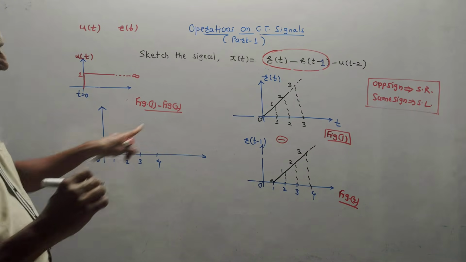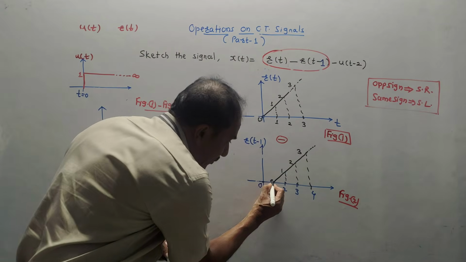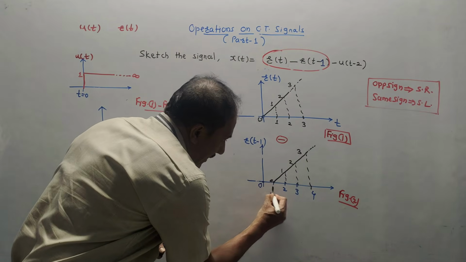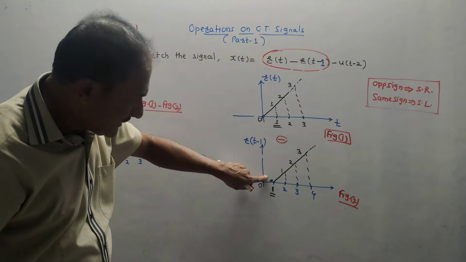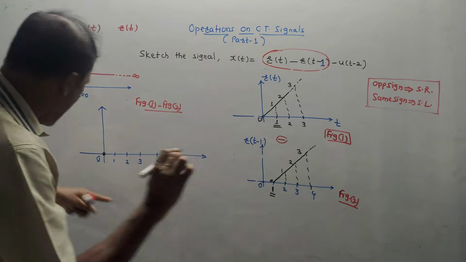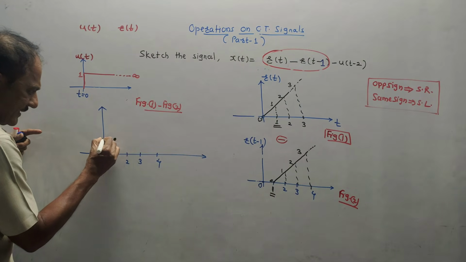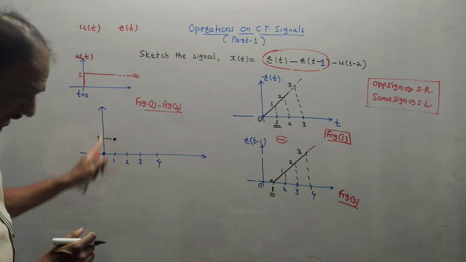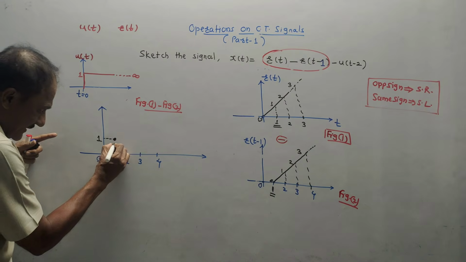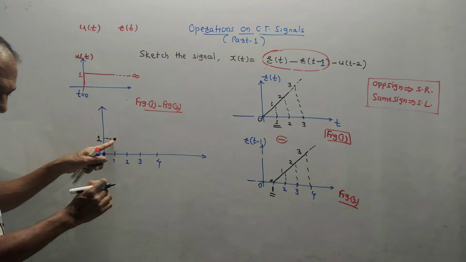Mark that point. Next, at 1, this amplitude is 1. At 1, this amplitude is 0. I am talking about this one. 1 minus 0 is 1. So at 1, I will get a point of amplitude 1. Do remember we are marking amplitudes on the y-axis, and this is at point 1. So at 1, amplitude is 1.